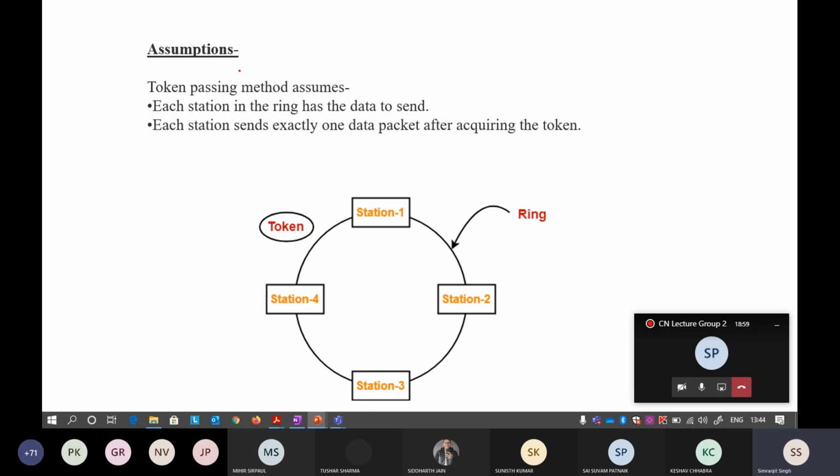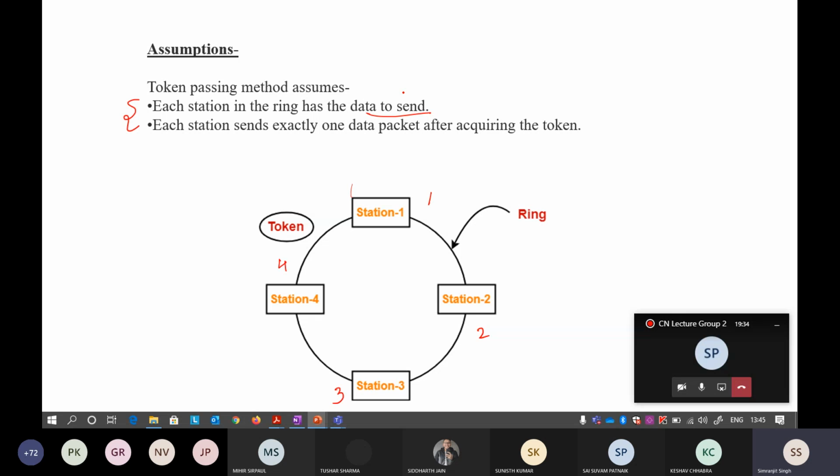The assumptions are two here. Every calculation is based on these two assumptions. Keep in mind that every station wants to send some data, and each station sends exactly one data packet. It means that one packet will always be sent by every station when it has the token. So there are two assumptions here, and every formula that I will calculate based on token passing is based on these two assumptions. Keep that in mind.